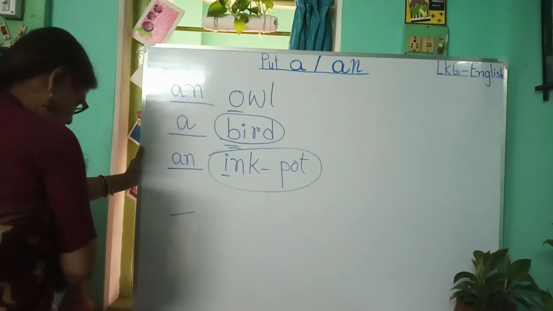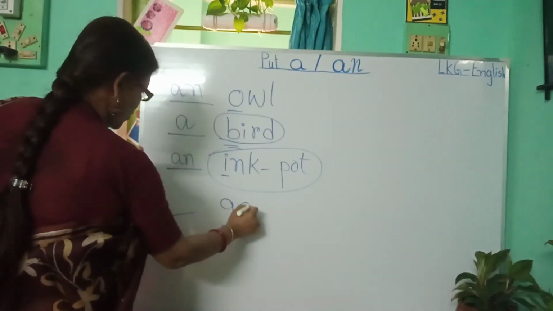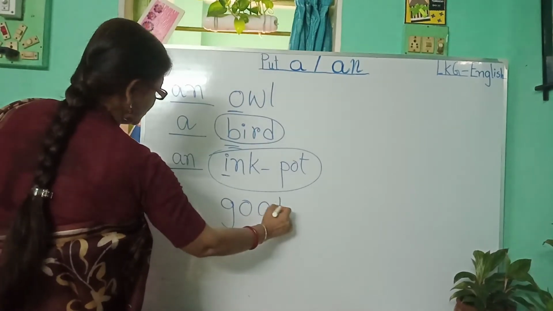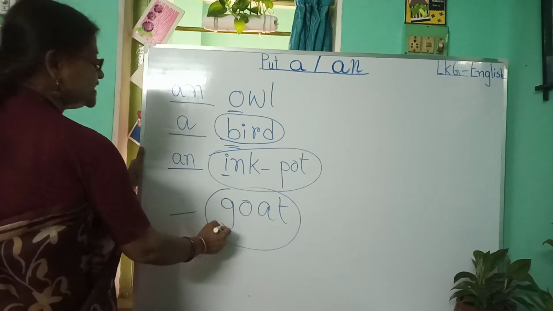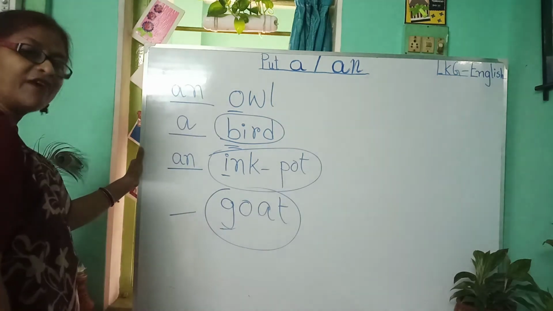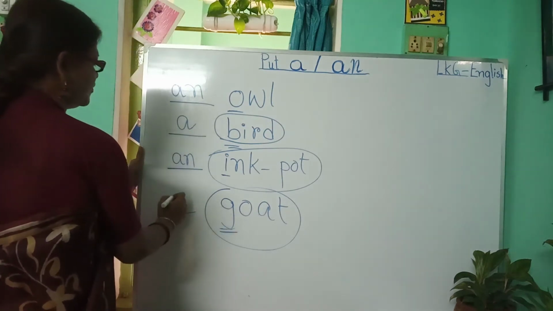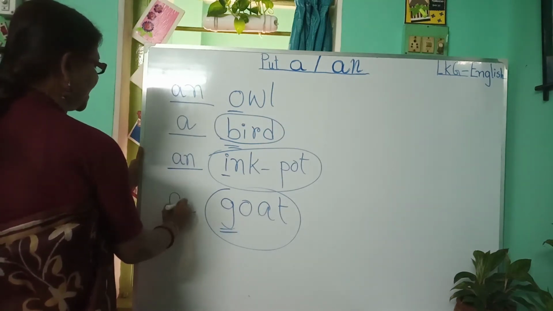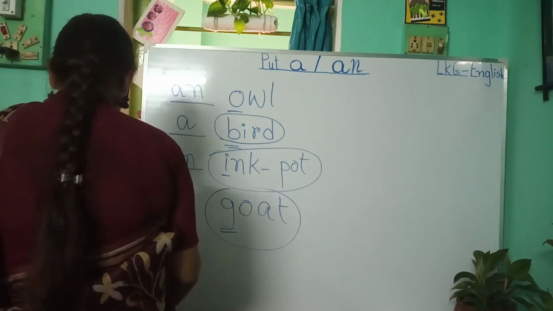Look at the board. Goat. G-O-A-T, goat. The starting letter of goat is G. Is G a vowel? No. G is a consonant. Before a consonant we will put a.